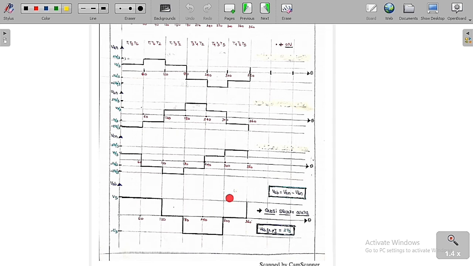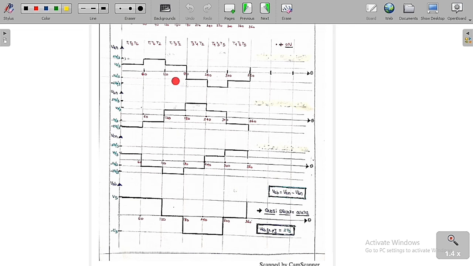Whereas for line voltages, the peak value is plus Vs and minus Vs, so the peak to peak is equal to 2Vs. So listen carefully: the peak to peak voltage of the phase voltages is 4Vs by 3, whereas for the line voltages it is 2Vs. We can simply say that the peak to peak voltage of the phase voltages is 4Vs by 3, whereas that of the line voltage is 2Vs, and the phase voltages are in the stepped square waveform, whereas the line voltage is in the quasi square waveform.